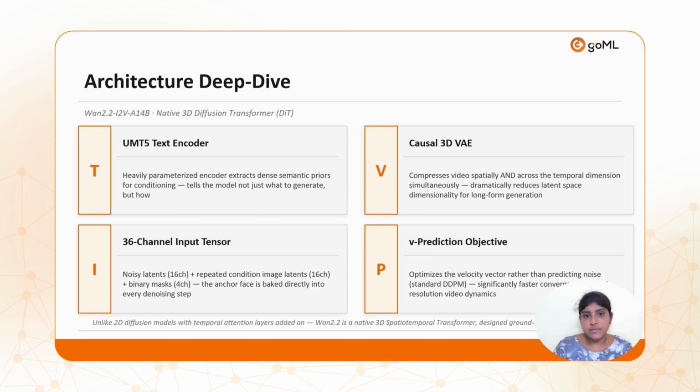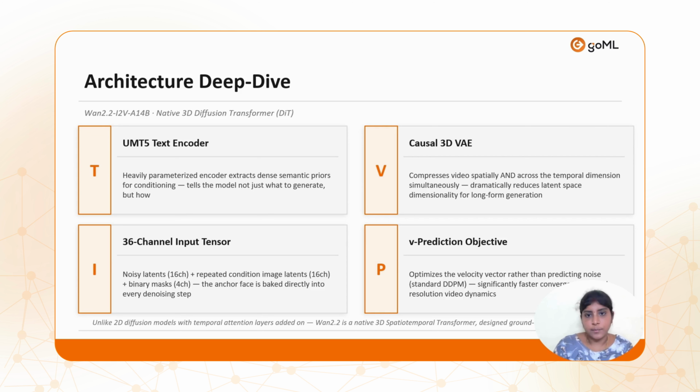So we are working with the WAN 2.2 I2V A14 billion parameter model. So I2V is nothing but image to video. The key distinction is that this is a native 3D diffusion transformer. Now, most video models take a 2D image diffusion model and bolt on temporal attention layers, while WAN 2.2 was designed from scratch for spatio-temporal generation.